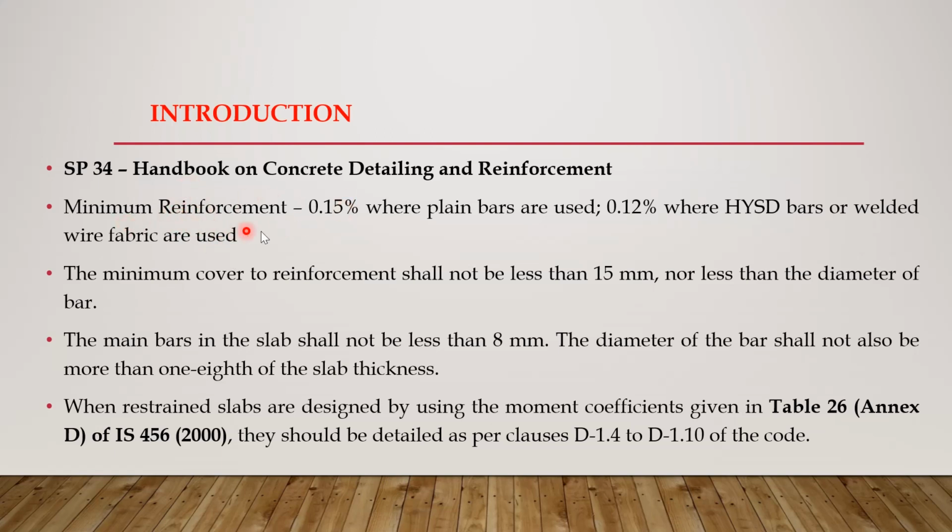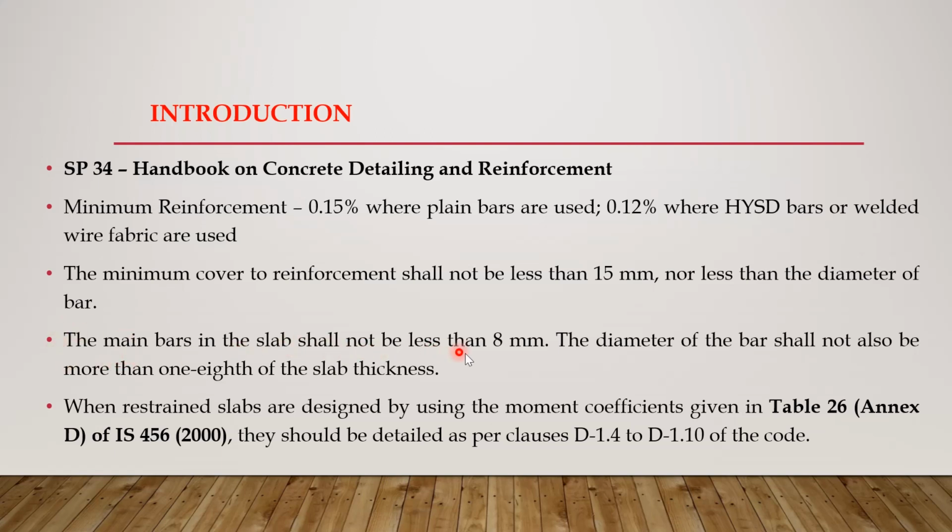We have studied that the minimum reinforcement in solid reinforced concrete slabs is 0.15% if the bars used are plain bars, whereas the minimum reinforcement is 0.12% where high yield strength deformed bars or welded wire fabric are used. And this minimum reinforcement is expressed as a percentage of the gross cross-sectional area of the concrete. Similarly, the minimum cover to reinforcement in case of slabs shall not be less than 15 mm, nor shall the cover be less than the diameter of the bar.